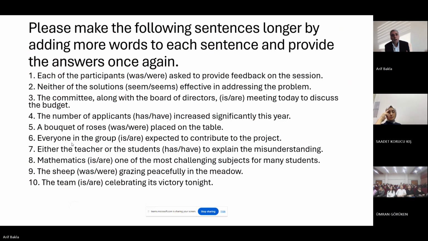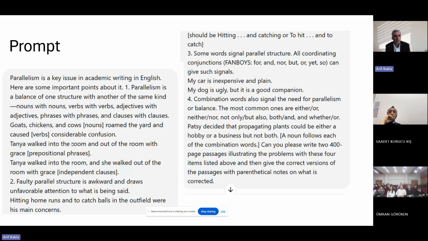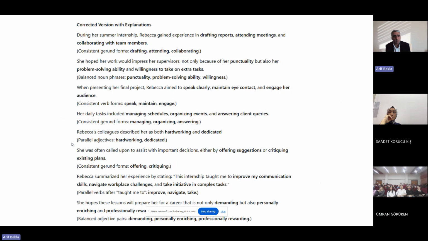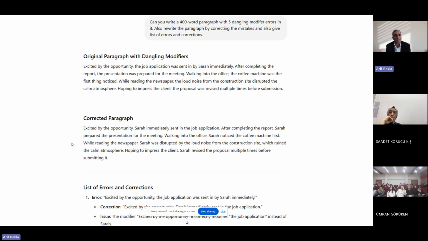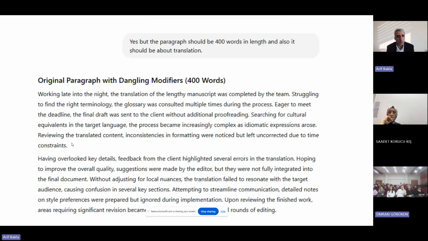Because I was going to ask for a more difficult item for a test, I just wanted the sentences to be longer so that my students can have a challenge over there. Another prompt, parallelism. So you can prepare individualized grammar exercises, and these are very to the point, okay? And they directly focus on the problematic aspect of grammar for your students. In a way, it finds the gaps in knowledge in your students. That's something good. Original paragraph with dangling modifiers.